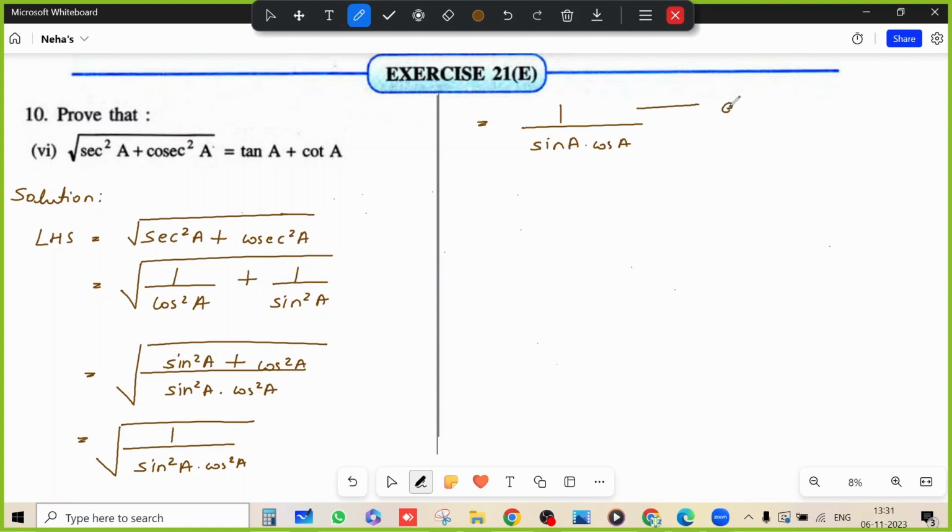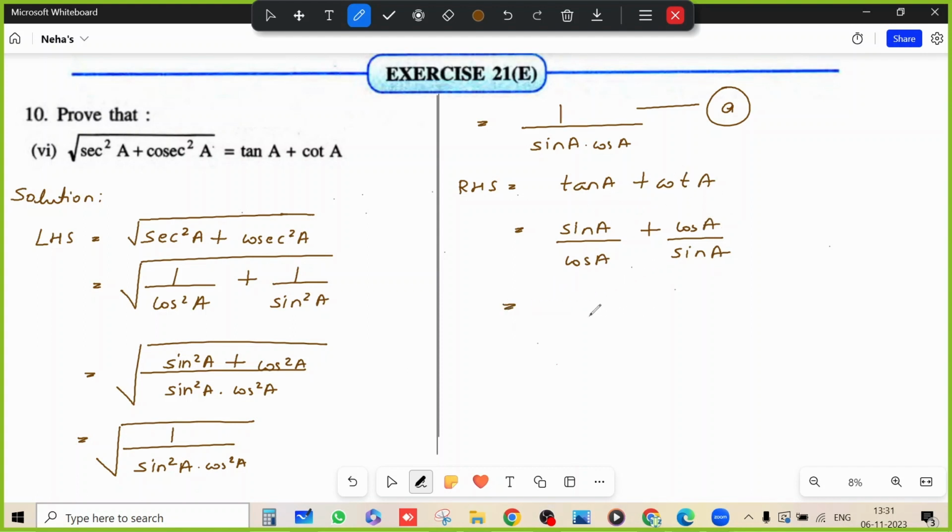Now here we will consider this as equation A. Now we will begin with the right hand side, which is equal to tan A plus cot A. Now this can be written in the form of sin and cos as sin A divided by cos A plus cos A divided by sin A. Now this is because tan A is equal to sin A by cos A and cot A is equal to cos A by sin A.